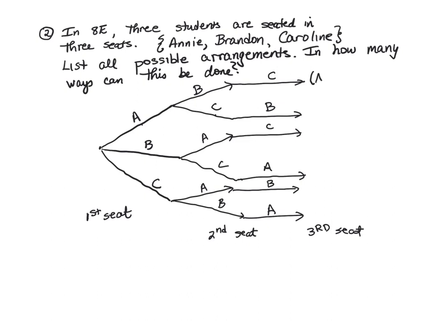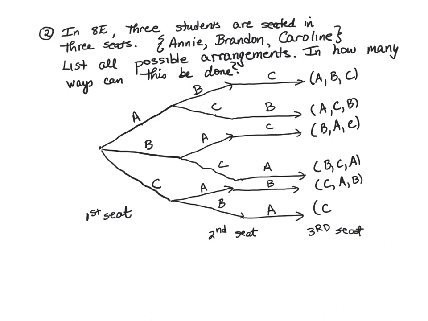So this top branch is A, B, C, where Annie's first, Brandon's second, Carolyn's third. And similarly, this would be A, C, B. And this would be B, A, C. This branch would be B, C, A. This one would be C, A, B. And the last one would be C, B, A.